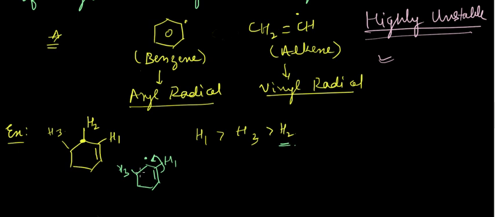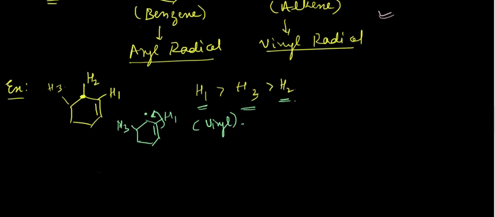Okay, and in H1 and H3, obviously H1 is having in gaseous form a free radical on a double bond, the formation of a vinyl free radical. Hence, it would have the most bond energy because it is highly unstable among them, and H3 would be somewhere in between H1 and H2. Okay, I hope you can guess the reason why.